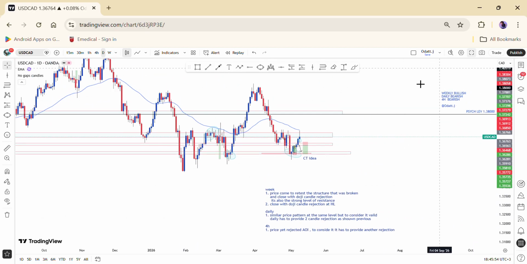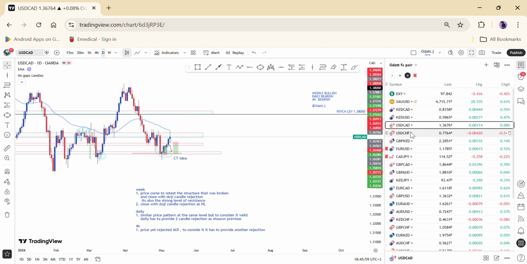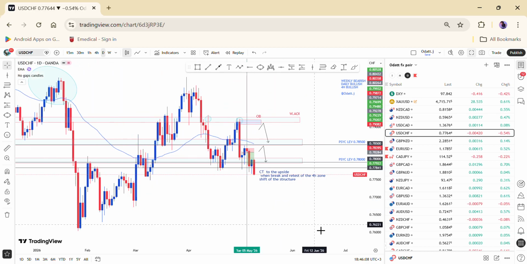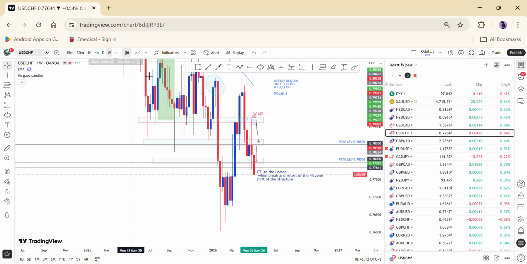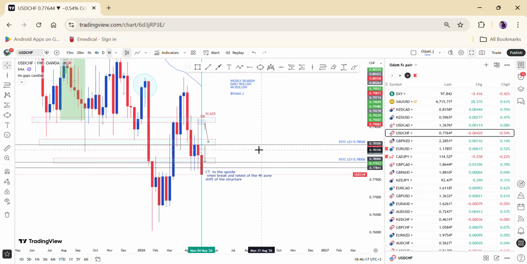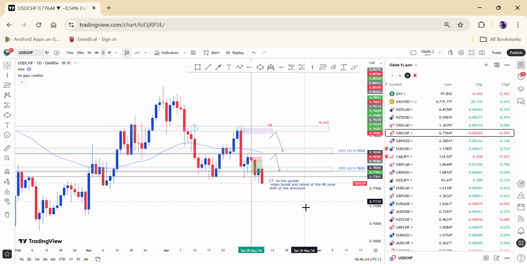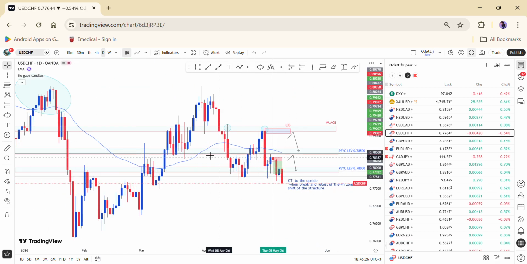So let's see another pair, which was USD-CHF. Okay, USD-CHF. This was very trend trading, where we have break, retest of this area. On the weekly time frame, we were in continuation to the downside. Daily time frame, we have that break and retest of structure point.